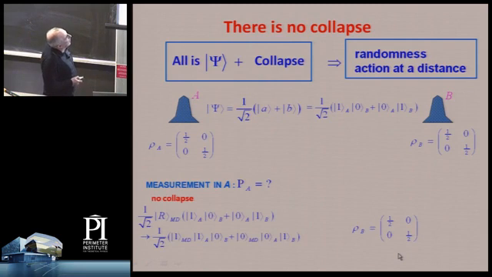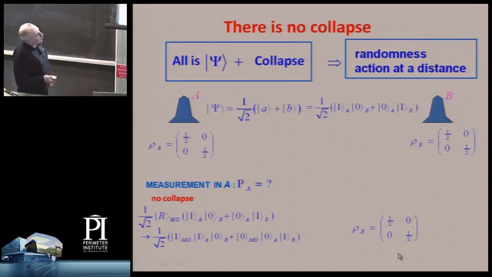Now, if I make a measurement here, and I don't believe in collapse, I consider also the measuring device as a quantum system. What will happen? From this state, I will move to this state. And the density matrix here of B was this. But the density matrix here is the same.